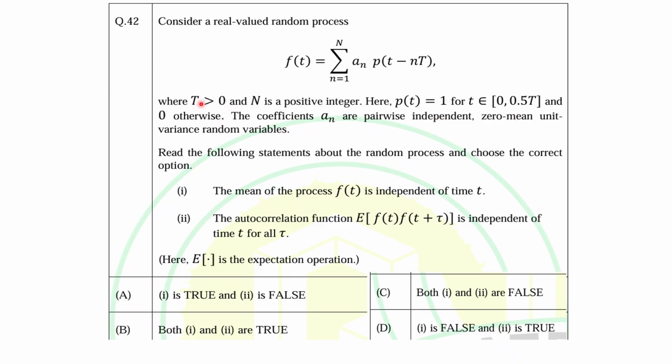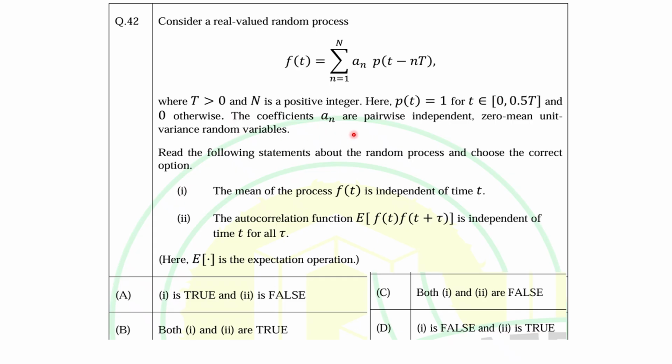So till here, what is given? It is given that p(t) is 1. What is this p(t)? It is a function like p(t minus nT). So p(t) is equal to 1 if t is between 0 and 0.5T, and 0 otherwise. So p(t) will have the value only in this particular region, 0 to 0.5T, where it is equal to 1.